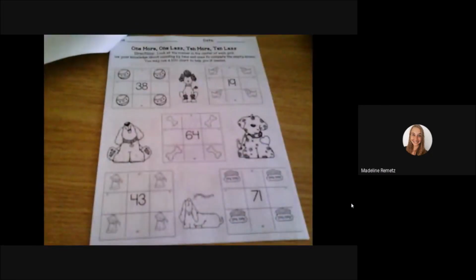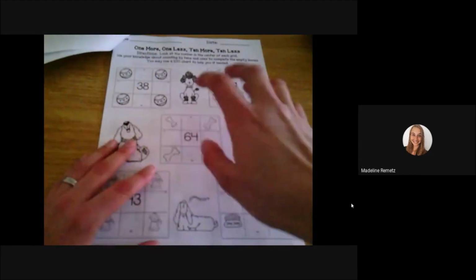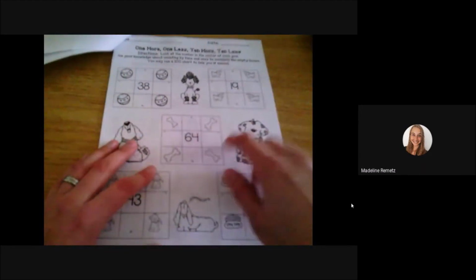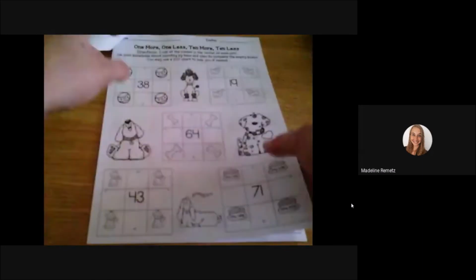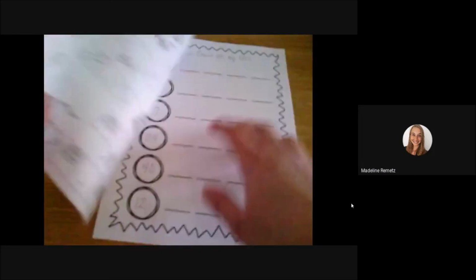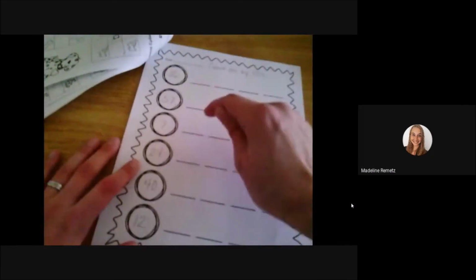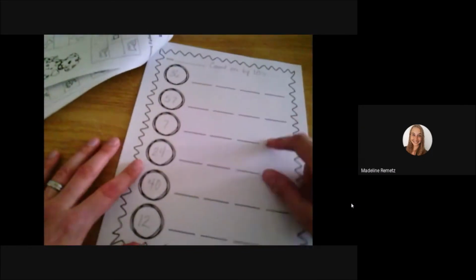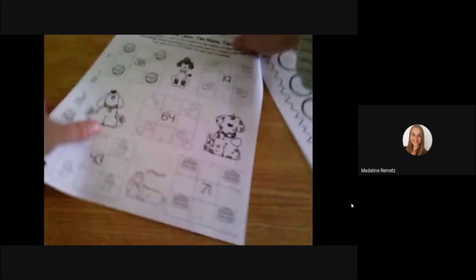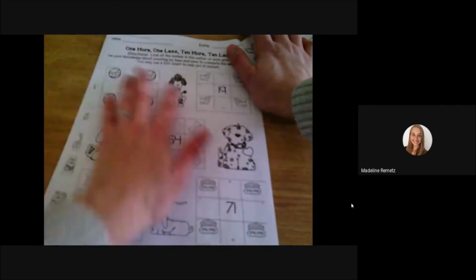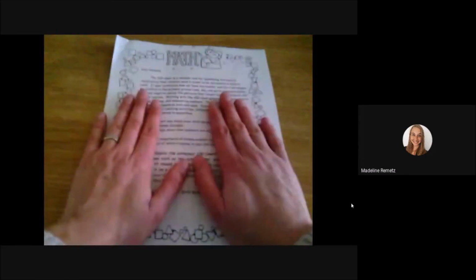But you're going to be doing the first 4 pages of your packet. They will all look like this. 1, 2, 3, 4. Ding, ding, ding. Once you get to this one, stop. This is going to be for next week, okay? So I want you doing all the 1 more, 1 less, 10 more, 10 less pages. That's your math homework for today, all right?